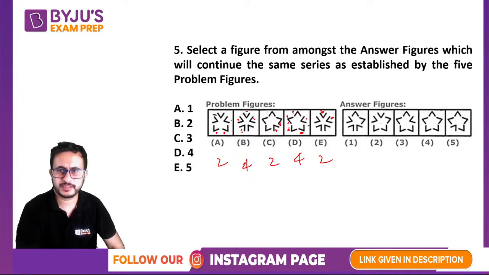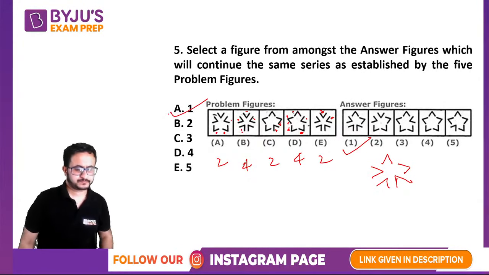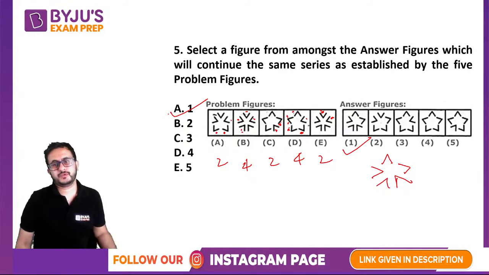Okay, so the answer figure would look like this, and this will be outside, and these two outside. Okay, so two outside and these three inside. So that is why option A. Okay, so that's how we.